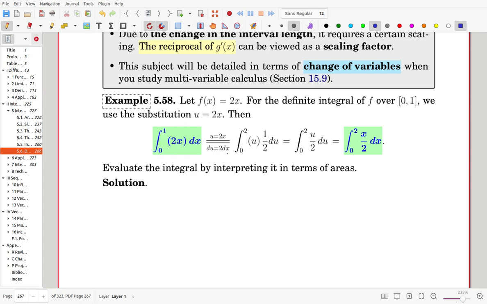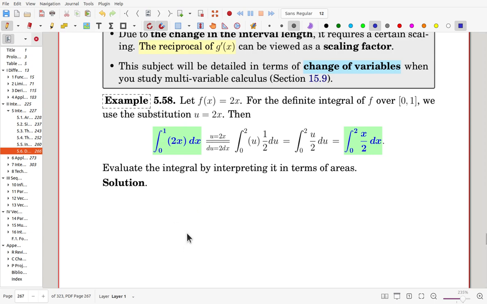is 2 dx. Also, once x is 0, then u is 0, and once x is 1, then u is 2. And here 2x is u, and dx is half du. So we can rewrite it in this way. And now u is a sort of dummy variable, so we can change u to x. So here, let's try to evaluate the integral by interpreting it in terms of areas.